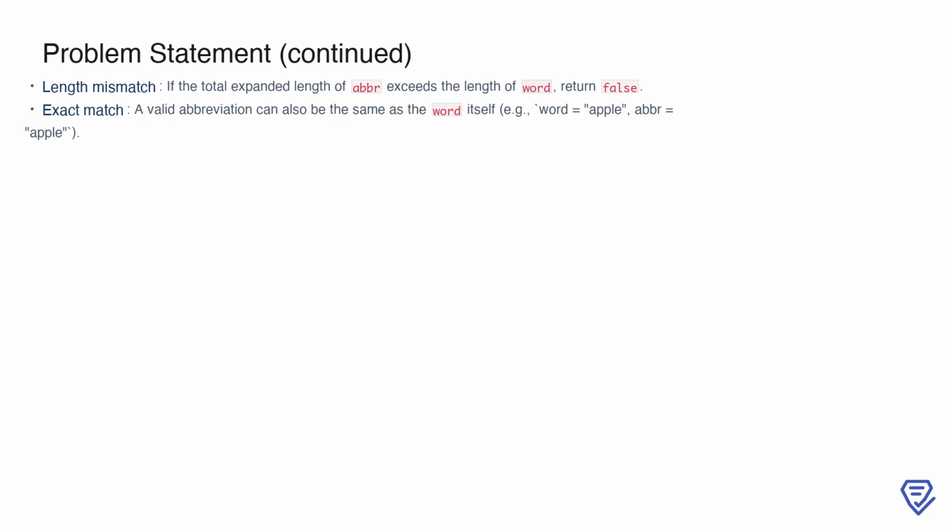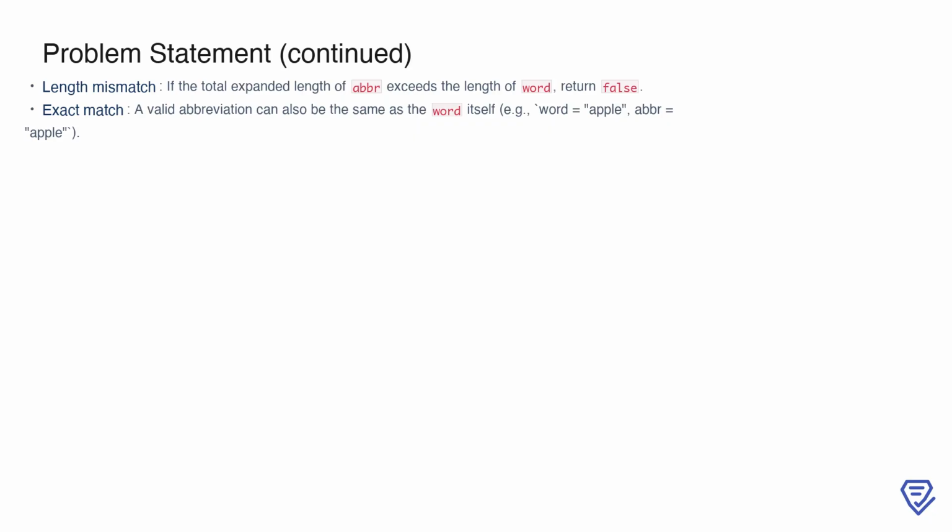To summarize, there are a few key constraints and edge cases to consider. First, the length of ABBR must not exceed the length of word, and the expanded form of ABBR must match word exactly. If the total expanded length of ABBR exceeds the length of word, the result is false. Additionally, a valid abbreviation can also be the same as the word itself. For instance, if word is apple and ABBR is also apple, the output would be true. Edge cases include ensuring that numbers in ABBR do not start with 0 and that both word and ABBR are non-empty, which is guaranteed by the problem constraints.